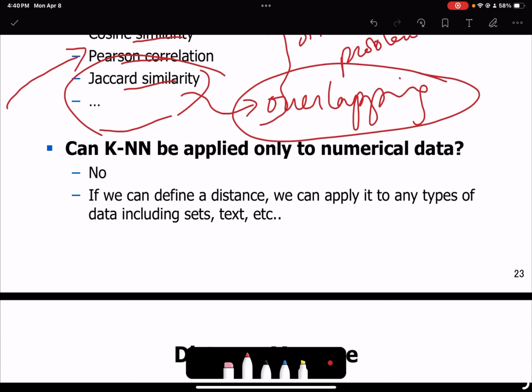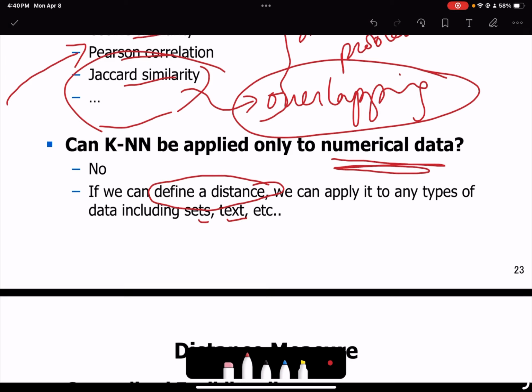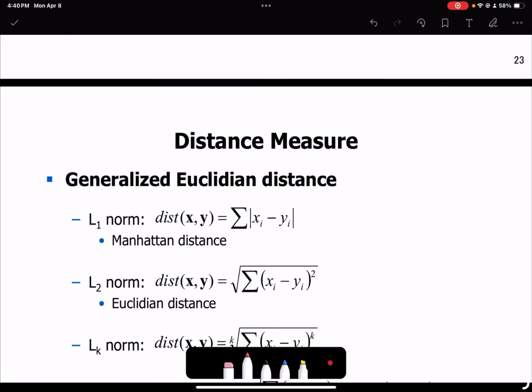So the question here is, can KNN be applied to only numerical data? No. If we define an appropriate distance measure, it can be applied to any type of data: textual data, numerical, categorical data, sets, and other types of data as well.